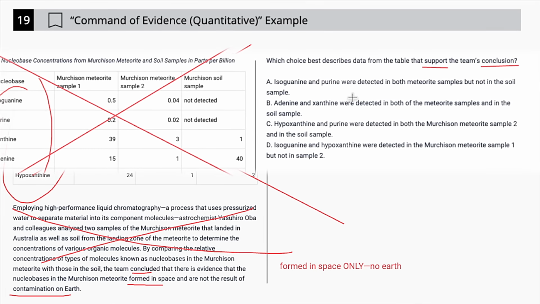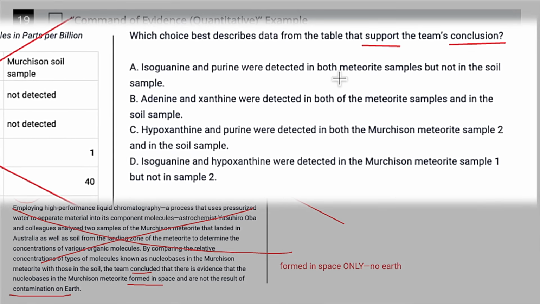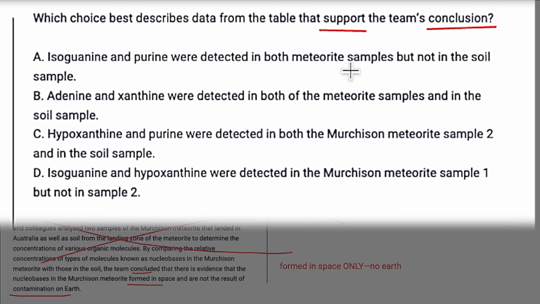Choice A, this stuff detected in both meteorite samples, but not in soil. So meteorite, space, soil, Earth. That actually fits. Choice B, these two things detected in both of the meteorite samples and in the soil sample. That's a distractor. It's saying that it was found in both, but we don't want it in Earth, so B is out. C, this stuff was detected in both meteorite sample 2 and in the soil sample. Same thing, it's mentioning Earth and space, aka soil and meteorite, so C's out.